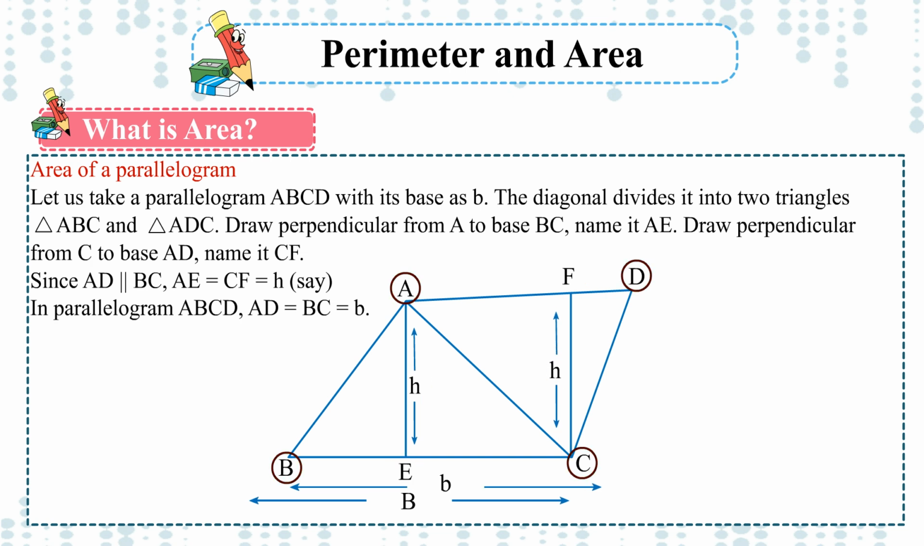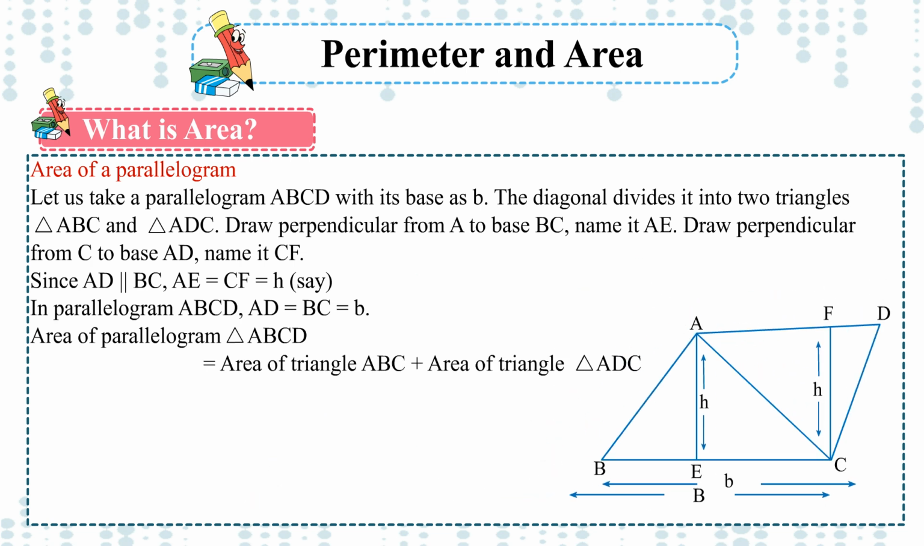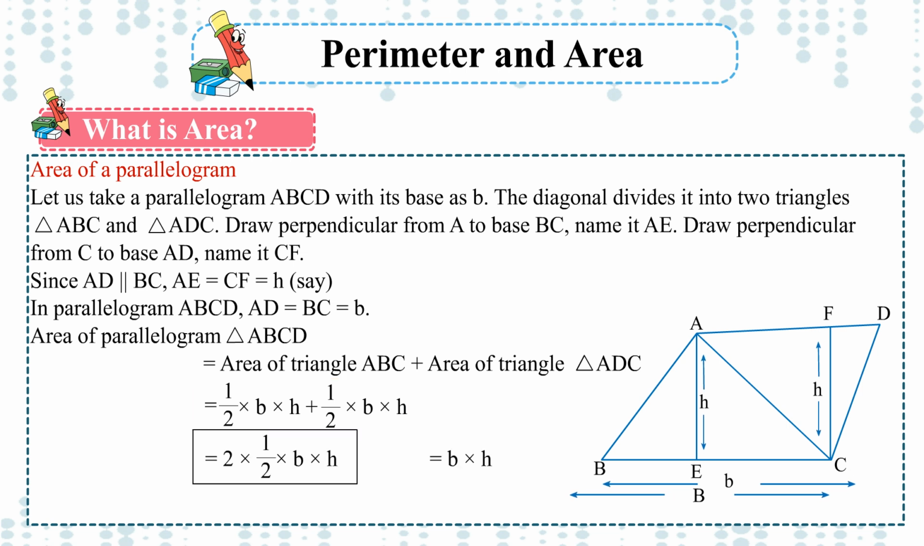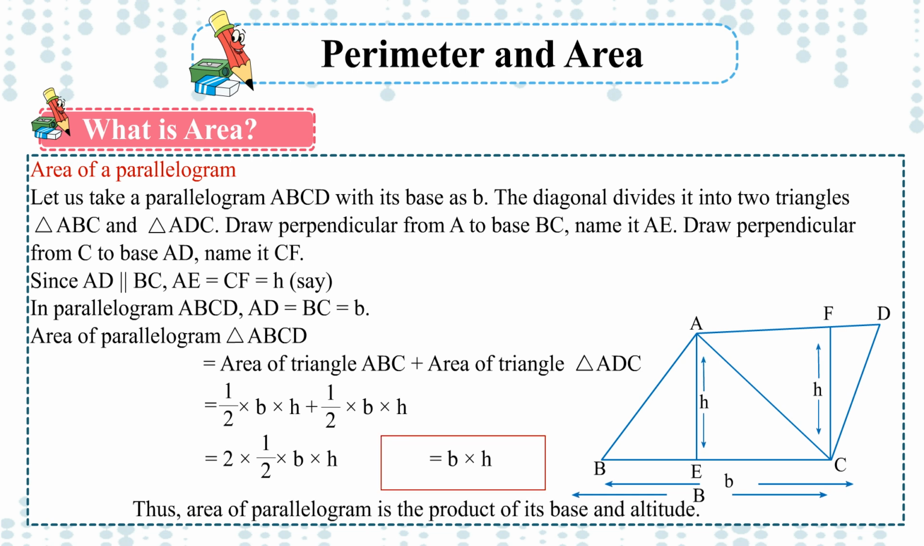In parallelogram ABCD, AD is equal to BC is equal to B. Area of parallelogram ABCD is equal to area of triangle ABC plus area of triangle ADC is equal to 1 upon 2 multiply B multiply H plus 1 upon 2 multiply B multiply H is equal to 2 multiply 1 upon 2 multiply B multiply H is equal to B multiply H. Thus, area of parallelogram is the product of its base and altitude.